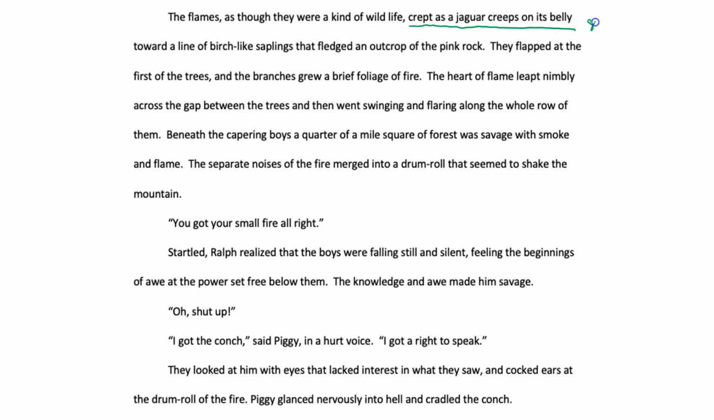belly." So this is a simile that's comparing the flames to a jaguar. So the flames are creeping towards the trees, the line of birch-like saplings, the way that a jaguar creeps on its belly when it's hunting its prey. "They flapped at the first of the trees, and the branches grew a brief foliage of fire." Foliage is like plants or bushes.